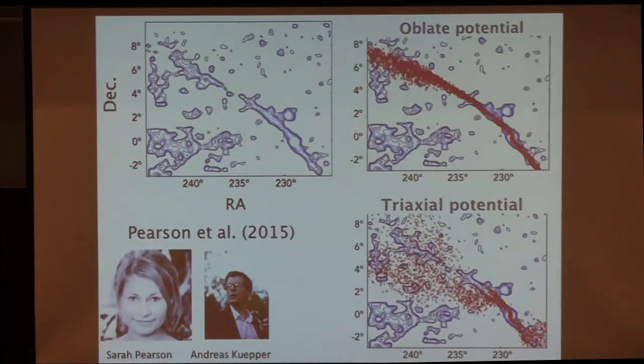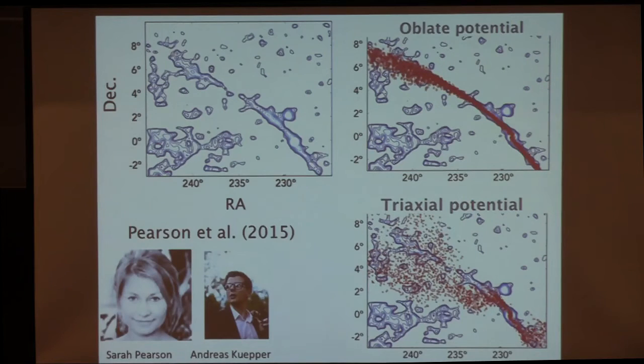So I actually was looking at this almost accidentally because we were modeling Pal 5. This is work led by Sarah Pearson, who's a graduate student, and Andreas Küpper, who's a Hubble Fellow at Columbia. And actually, Andreas is an expert at modeling Pal 5 in particular.